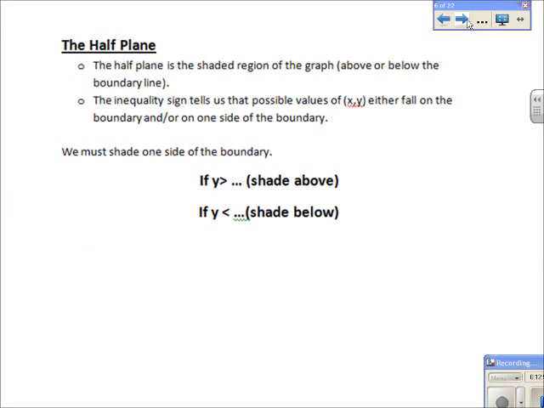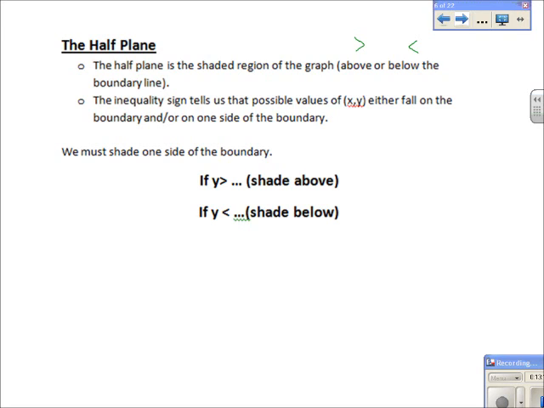Okay. The other part of drawing or graphing a linear inequality that I have to include is a region called the half plane. The half plane is a shaded region on the graph above or below the boundary line.